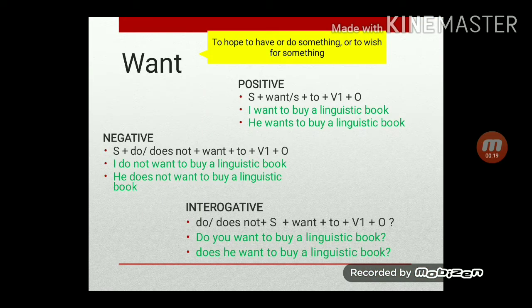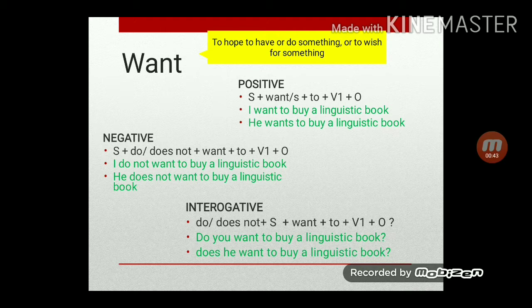First, we need to know about the definition. Want is to hope, to have, or to do something, or to wish for something. Let's check the example. First is the positive form.